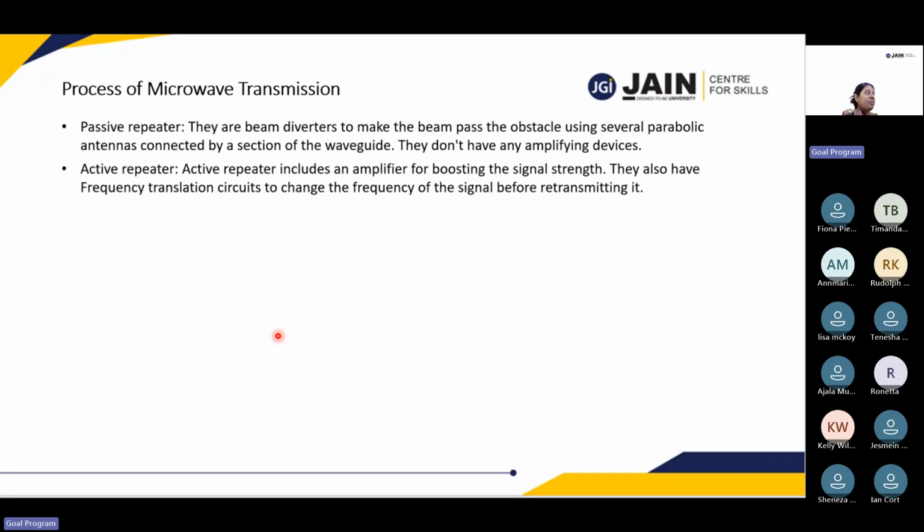Passive repeaters are beam diverters. They make the beam pass the obstacles using several parabolic antennas connected by a section of waveguide. They do not have any amplifying devices. Active repeaters include an amplifier for boosting the signal strength, and they also have frequency translation circuits to change the frequency of the signal before retransmitting it. These are called active repeaters.